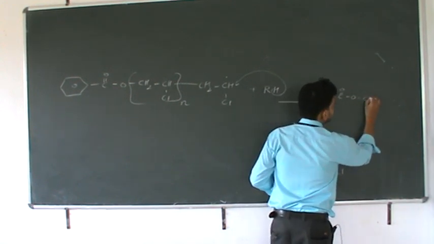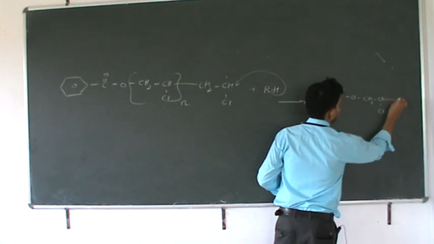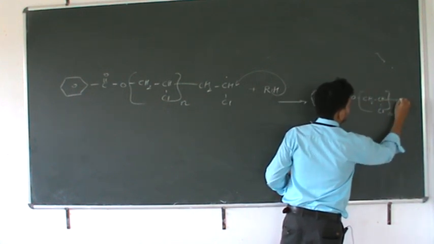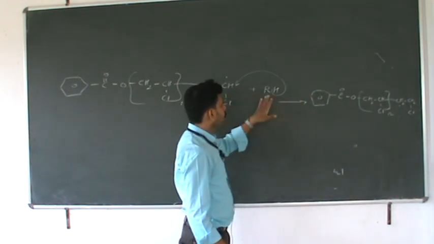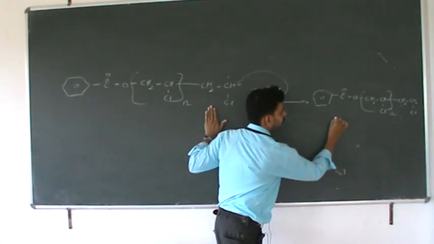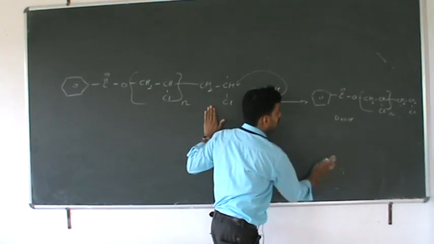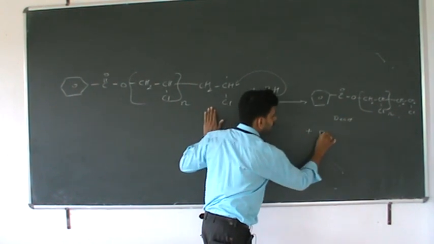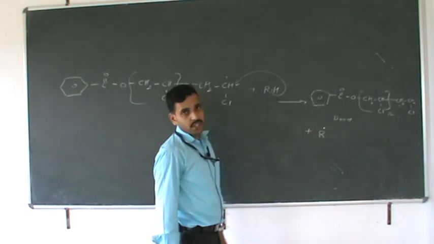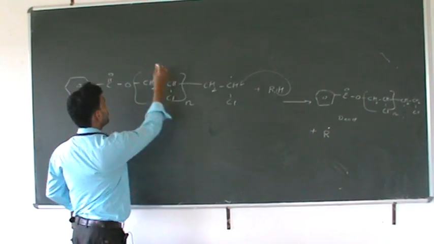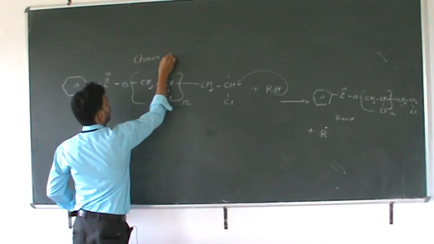CH2 CHCl and CH2 CH2 Cl. That is the dead polymer. Simultaneously it generates R-dot. This R-dot may initiate the propagation reaction. That type of reaction is nothing but chain transfer.